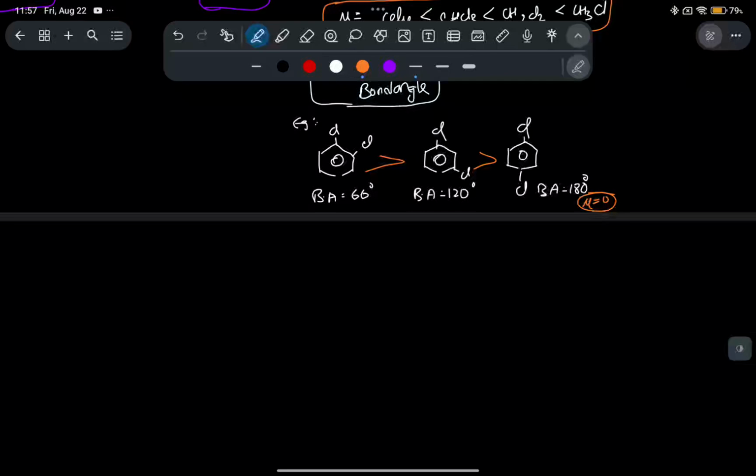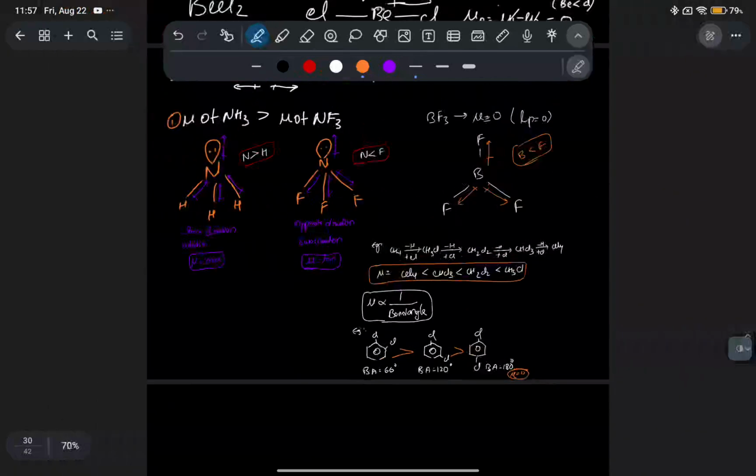So in this way we can calculate the dipole moments. Up to here I will close the session for this one. Here I am revising today's class.